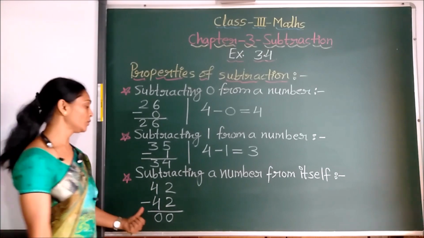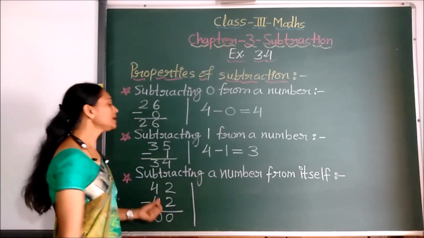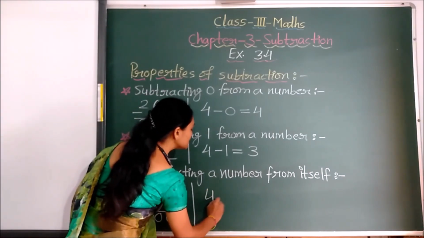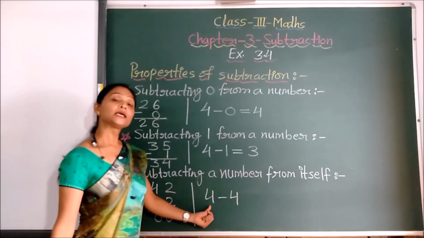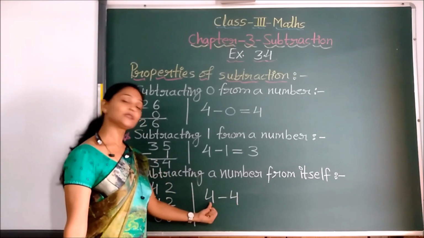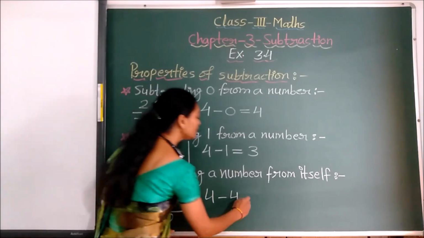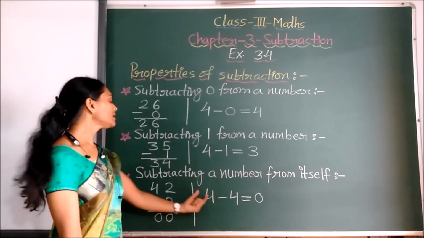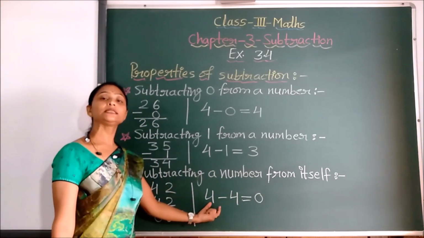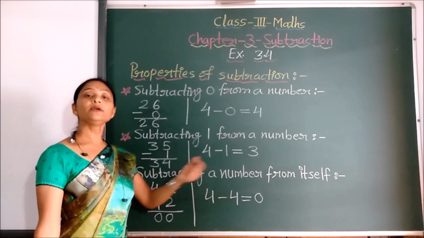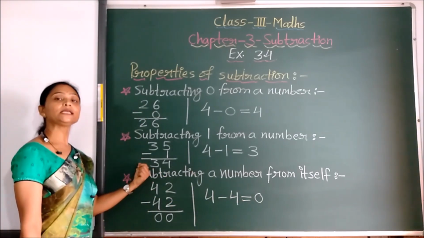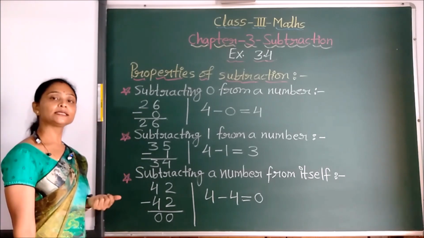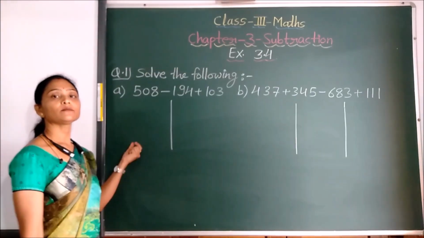We are getting 0. So this property you may remember, and if anywhere you are subtracting the same number, suppose here I am subtracting this 4 with this 4, then what we will get? We will get here also 0. Yes, means if you are subtracting same number with this, then you will get always 0. So these three properties you remember nicely so that you may solve the exercises easily.